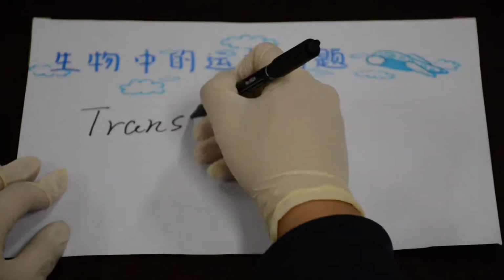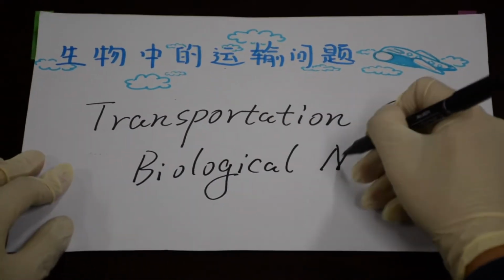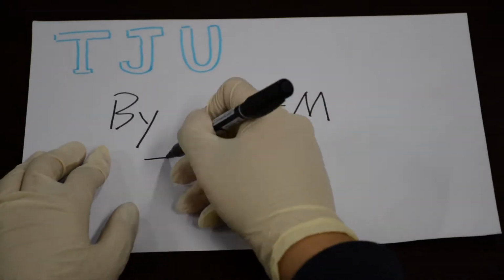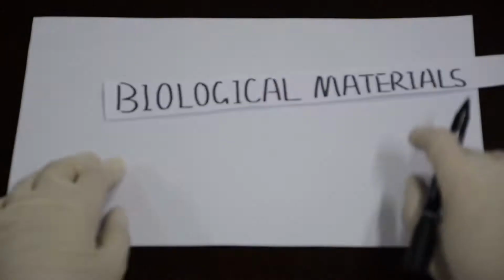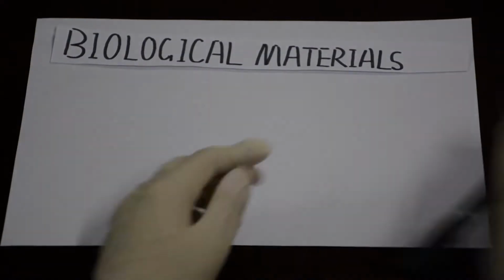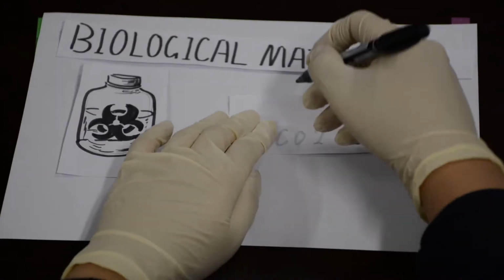Today we are going to talk about the safety issues during the transportation of biological materials, by iGEM Team Tianjin. There are two types of transportation, namely transportation of dry ice and transportation of biological materials.